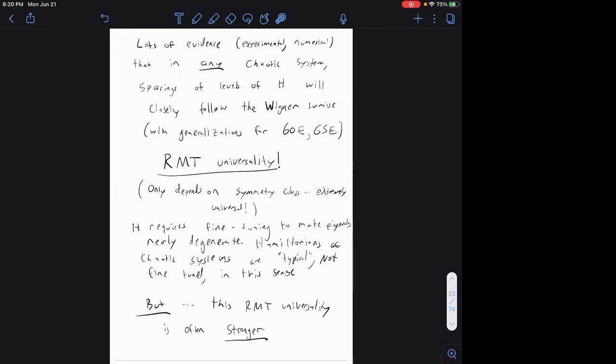So before we get on to black holes, we're going to talk a lot more about this random matrix universality, because there's an even stronger statement than the statement I just told you about the nearest neighbor energy spacings in the Wigner surmise.